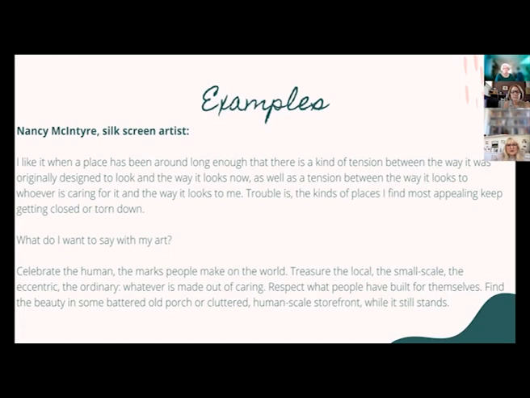The trouble is the kind of places I find most appealing keep getting closed down or torn down. What do I want to say with my art? So this one is really conversational, and it might be very helpful to you to have a play with something a little bit more creative.